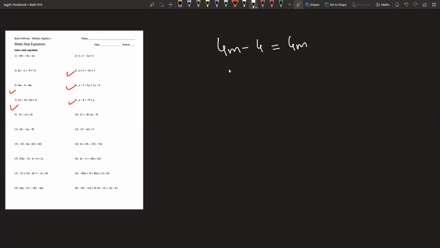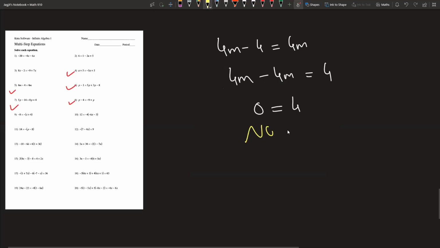Next up we have 4m minus 4 is equal to 4m. Okay, guys, so you would bring all the m terms together. So bring your 4m over here. And then you would move this minus 4 to the other side. What's 4m minus 4m? Well, that's 0. Guys, can 0 ever be equal to 4? Nope. So no solution for this one.